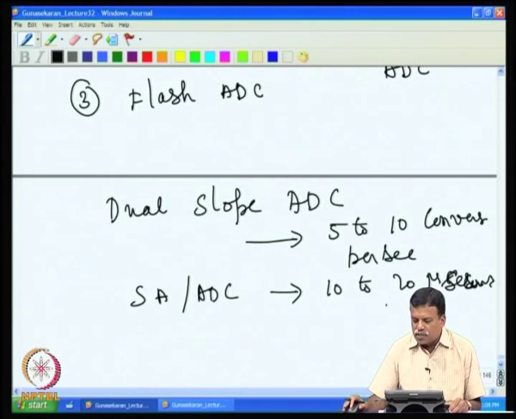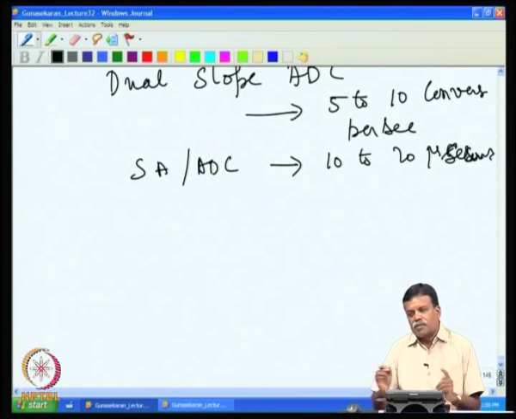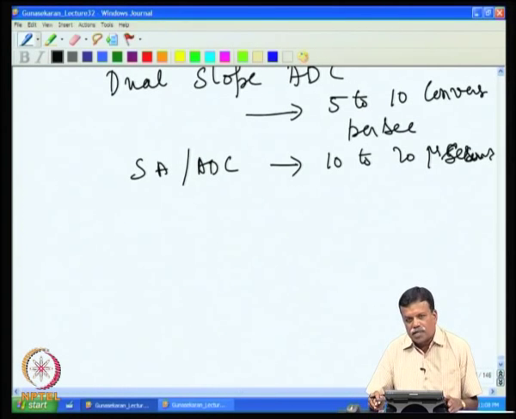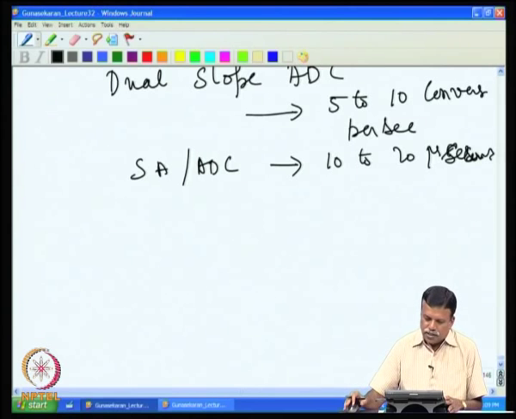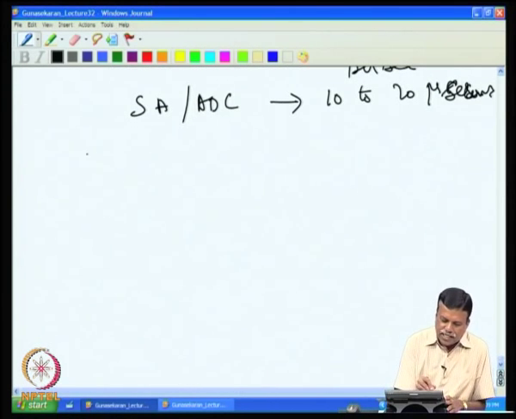But there are applications which demand much higher speed. If we want to get a nanosecond level of conversion time, then successive approximation ADC is not the correct choice, because successive approximation becomes very slow, because it has to go for 8 trials for 8 bit converters, and also it has to wait for the sample and hold to acquire the required voltage. This problem is not there in the flash ADC converters.